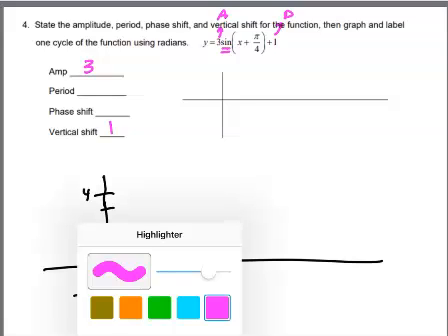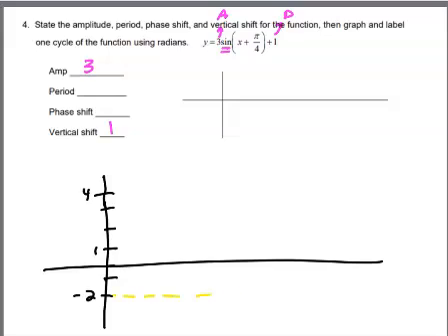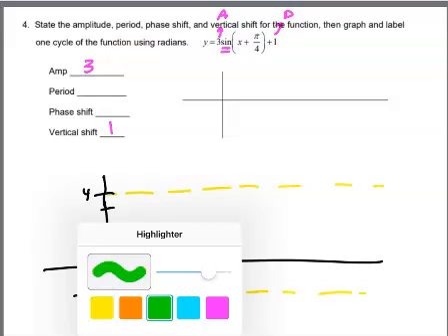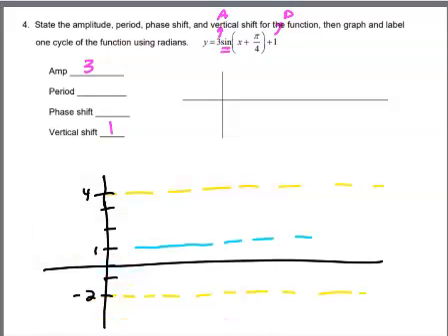So again, if I'm looking at my top and bottom, this is going to be the bottom of my graph. That's going to be the top. And this is going to be the middle because that's the vertical shift. Okay, so we have that part.